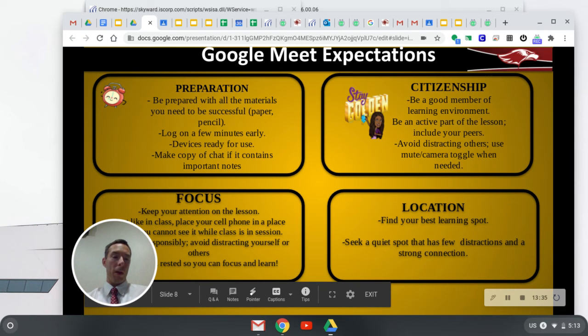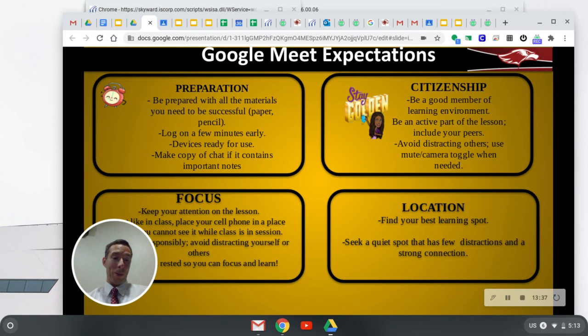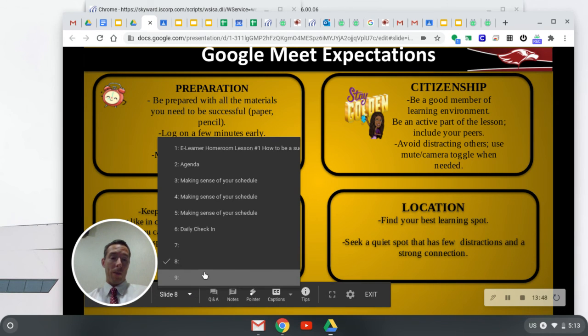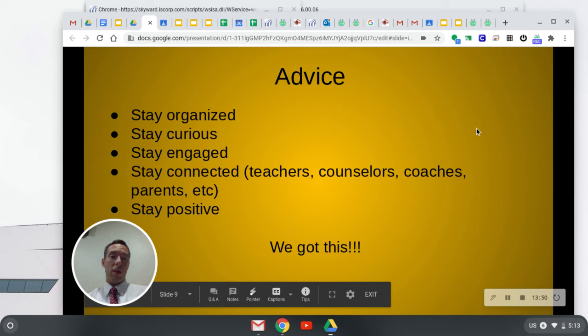And then the last and very important thing I want to say is find your best learning spot. For me, I'm down in my basement right now because my family's upstairs and they're busy doing stuff. So I find a spot downstairs. It's nice and quiet. So find that spot that has few distractions and has a strong connection.